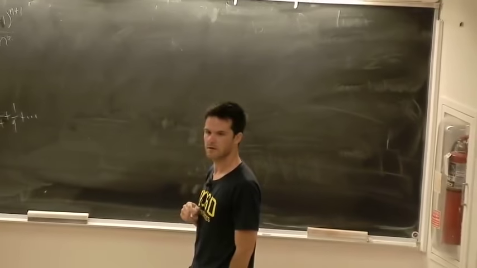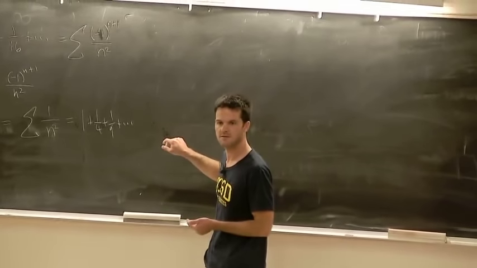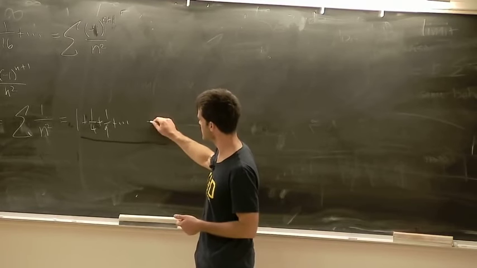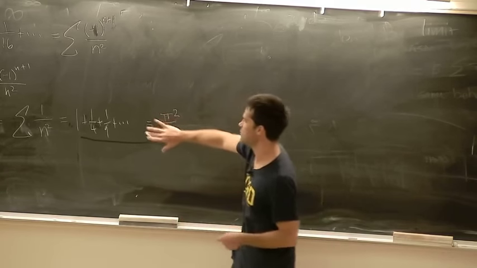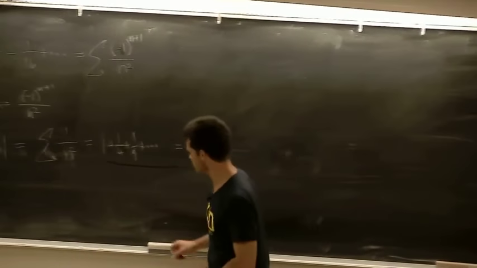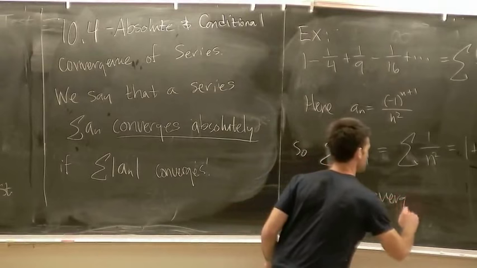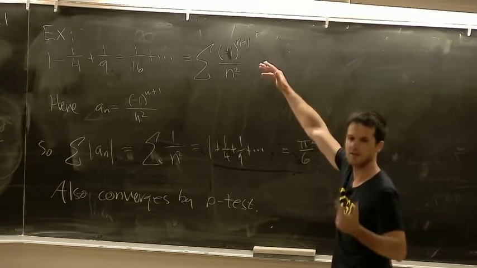Yeah, we've talked about this series. Anyone remember what it is? We actually know what number this equals. It's pi squared over 6. But even if we didn't know that, we should still know that this converges by the p-test. So thus, the original series, we say it converges absolutely.